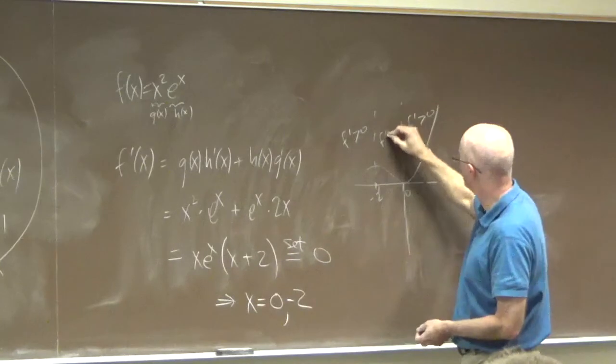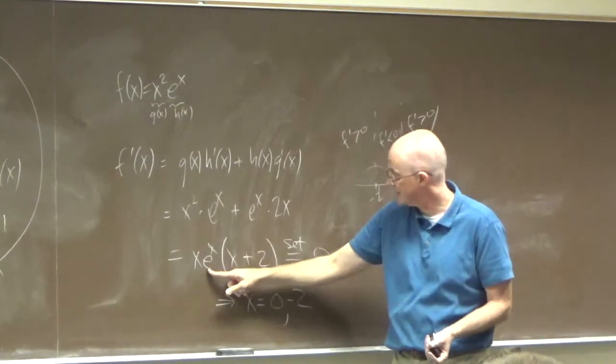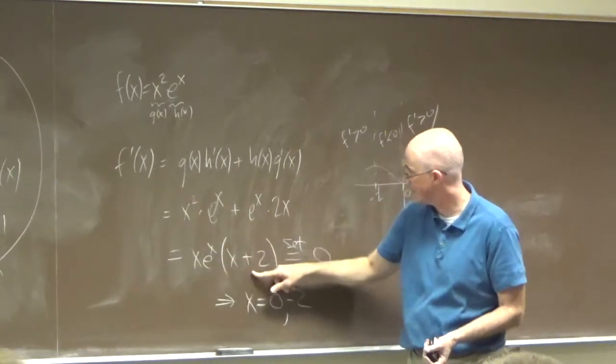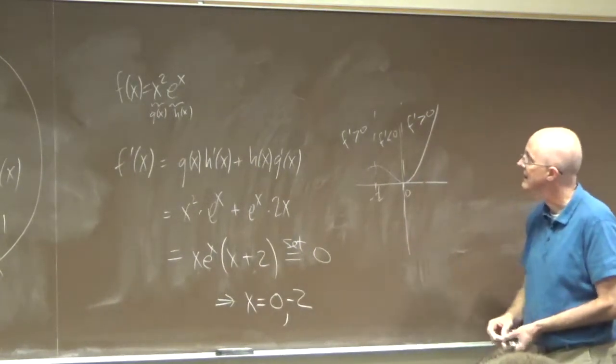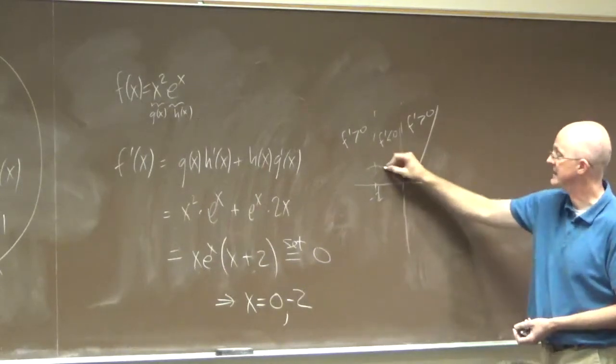It's negative when you're between negative 2 and 0. The product is negative. e to the x itself is positive, but when x is between 0 and negative 2, that's negative and this is positive. You've got a product of two positives with a negative, so the derivative will be negative. f is decreasing.